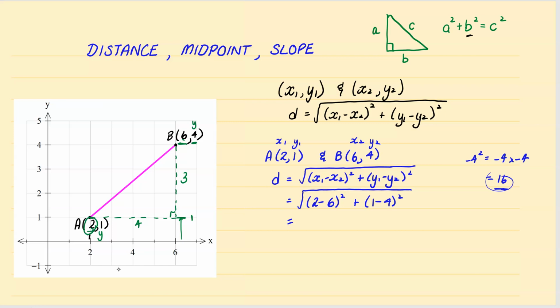Okay, so we can just pop that straight in. I'm not even going to go to the calculator here. We're going to go, that is minus 4 squared.